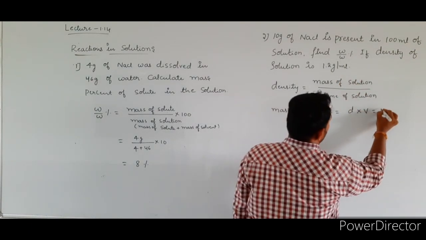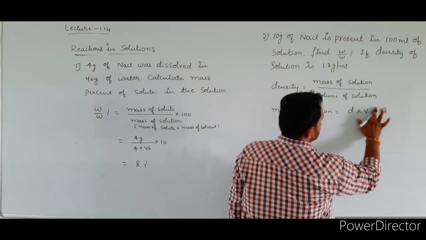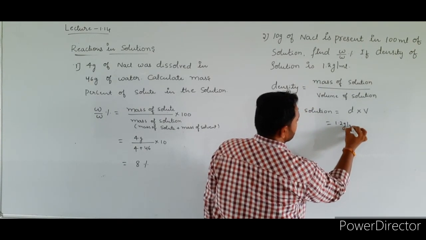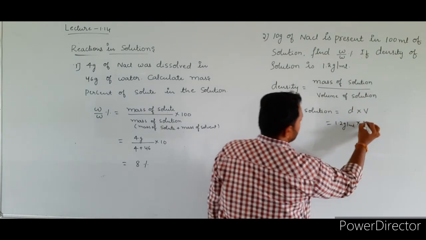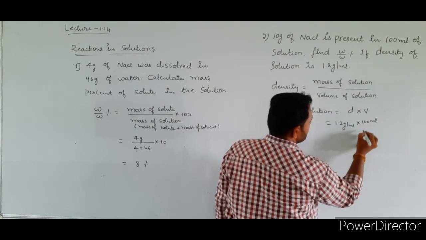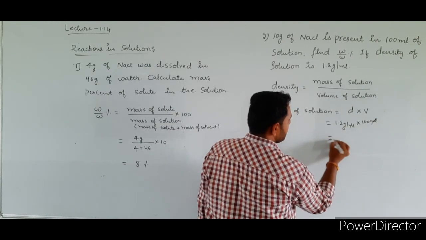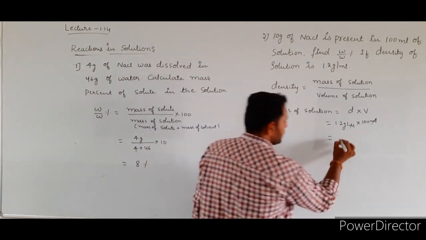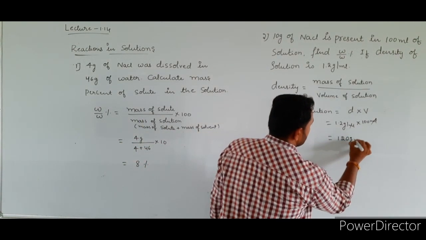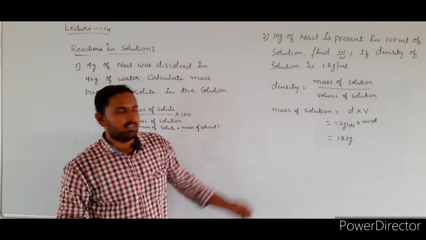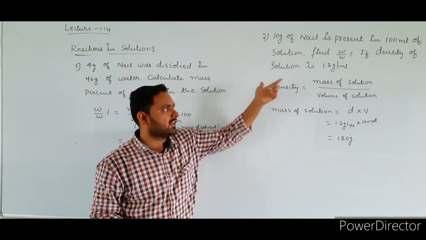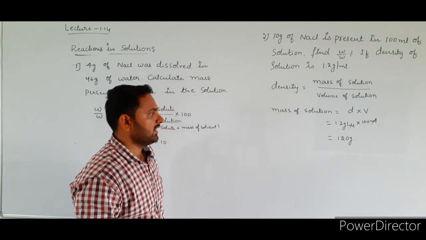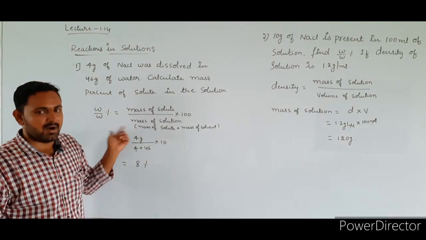What is the density? 1.2 gram per ml into what is the volume? 100 ml. The volume of solution is 100 ml. ml gets cancelled. Now you multiply. After multiplication you will get 120 grams. This is the mass of solution. In the question, the solution is given in volume, so you have to convert it into grams. Now you can easily apply the mathematical expression of mass percent.